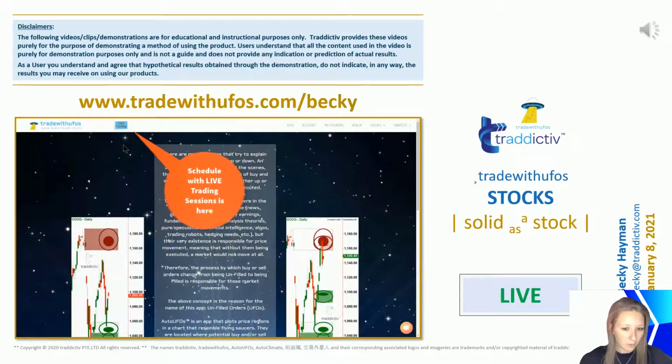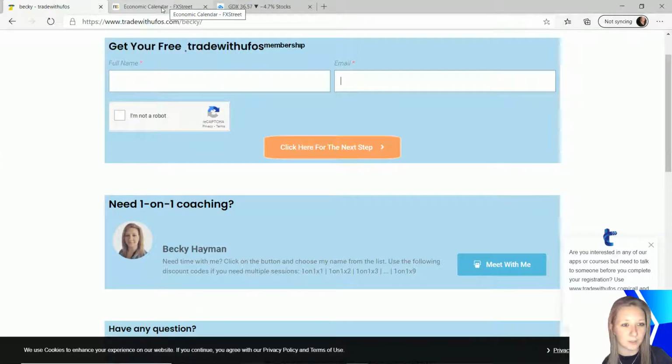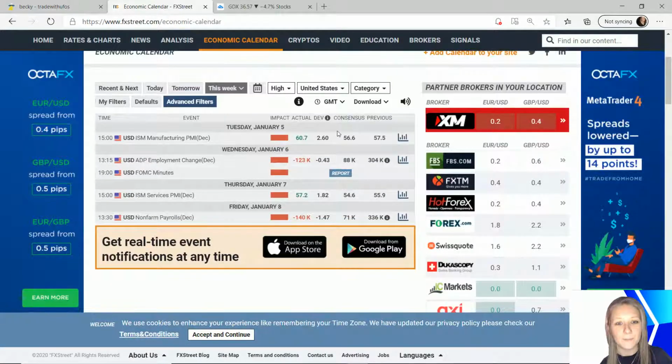Okay, so let's get started. The first thing I always want to do when we're looking at stocks is just understand what is going on when it comes to news and high impact fundamental things that might impact the markets. Now, I want to be clear here. I am not trading based on fundamentals. We don't necessarily look at the news and make decisions on whether we buy or sell off the back of it.